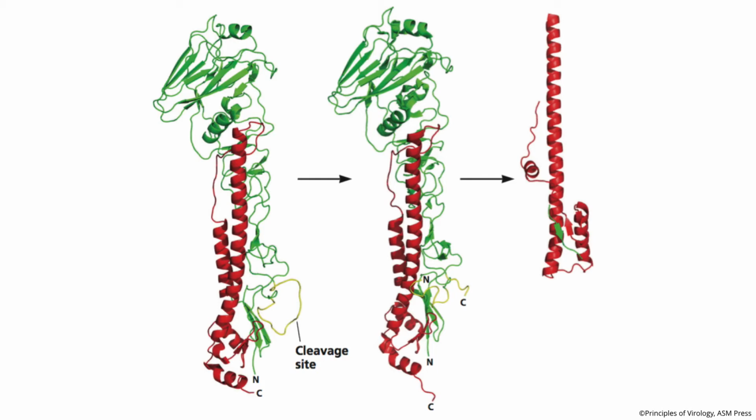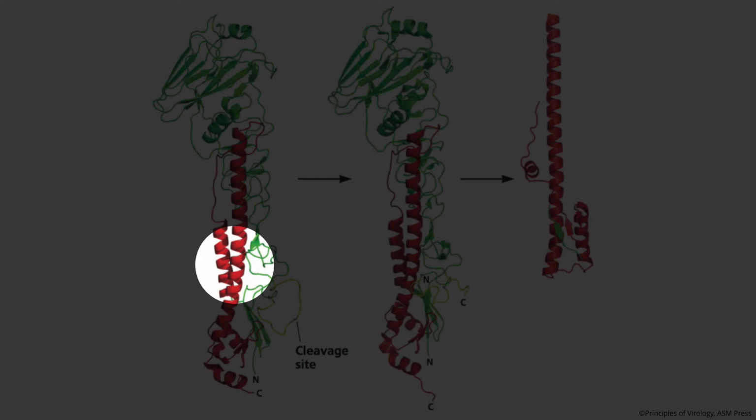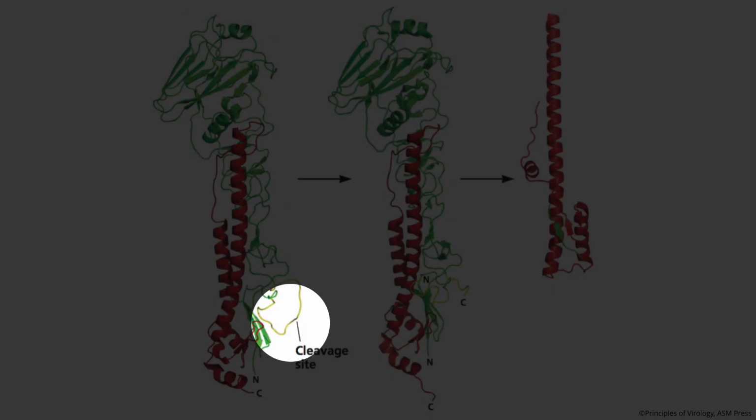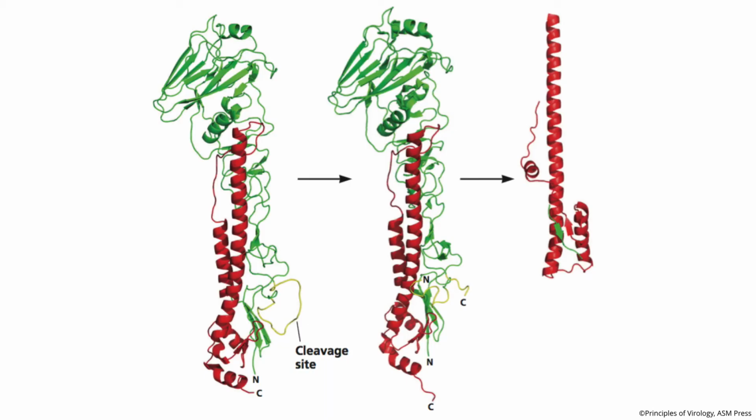So here is a schematic of the HA undergoing these changes, so you can see them on their own. Here on the left is the neutral pH form of the HA, shown as a monomer. Here's the fibrous neck and the globular head with the sialic acid binding site. Now, the fusion protein is down here, all the way near the membrane, and it has to be actually liberated by a cleavage event.